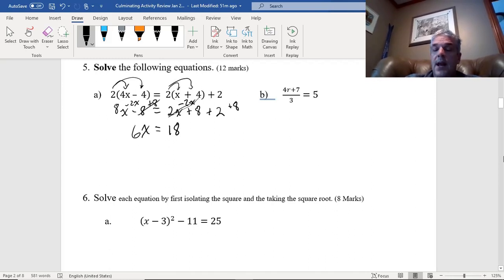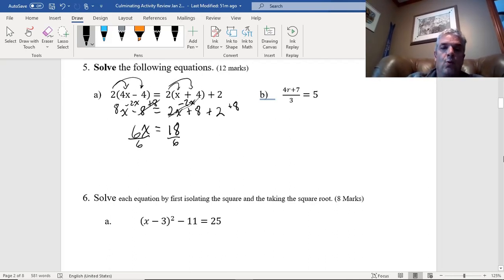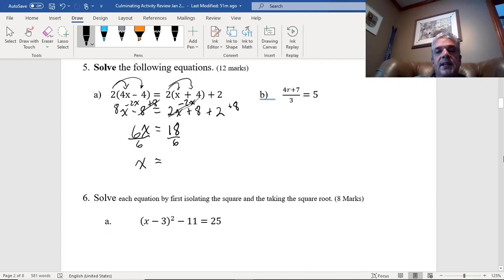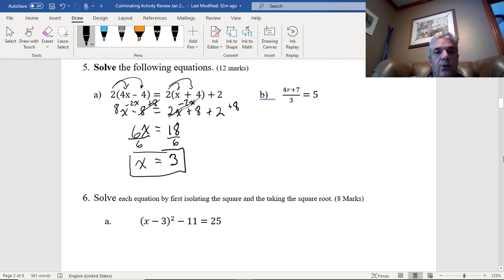Now, I'm not quite done. I'm almost there. I need to solve for what x is. And this 6 is multiplying by the x. And the opposite operation of multiplying is dividing. So I divide by 6. I do the same thing on both sides of the equation. 6 divided by 6 leaves me with 1x, and 18 divided by 6 equals 3, and there's my wonderful final answer to the question. X equals 3.